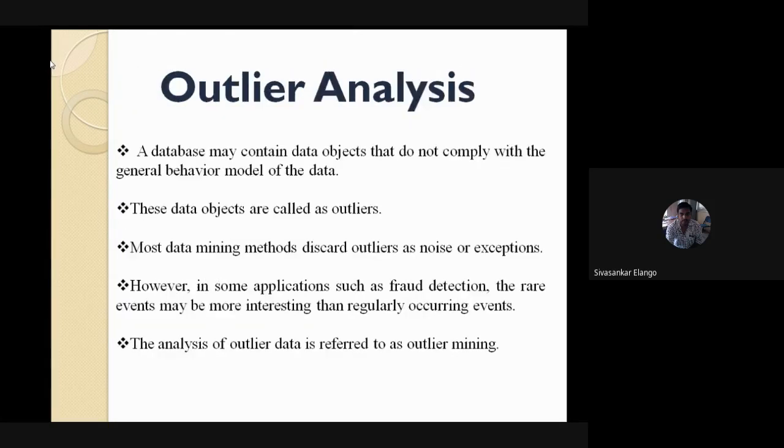So next, finally, we have outlier mining. A database may contain some objects that do not comply with the general behavior of the data. These data objects are called outliers. Most data mining techniques discard outliers as noise or exceptions. However, in some activities like fraud detection, the rarely occurring events are more interesting than regularly occurring events, and for this we go for outlier mining.